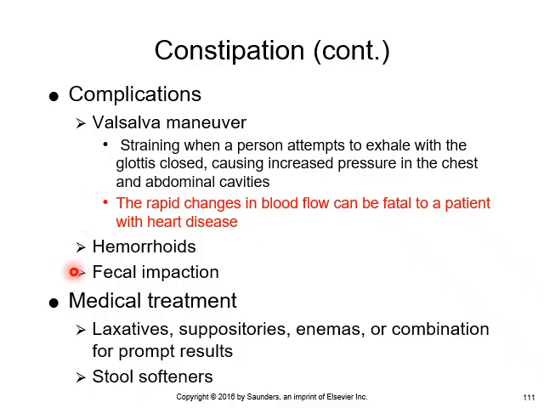Hemorrhoids too can happen, fecal impaction can happen. So how do we correct? Laxatives, suppositories, enemas, or a combination for prompt results. Or stool softeners like the docusate colace that we talked about earlier. Senokot or senna, laxatives that we talked about earlier.